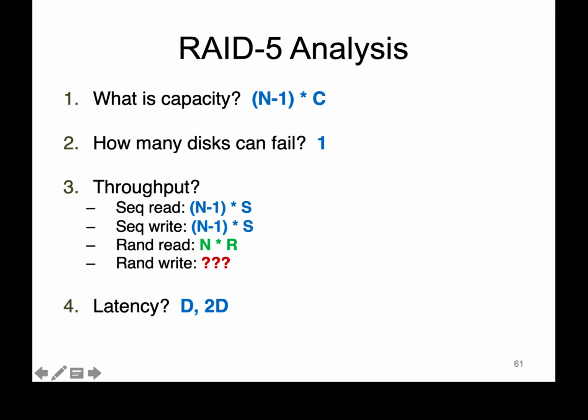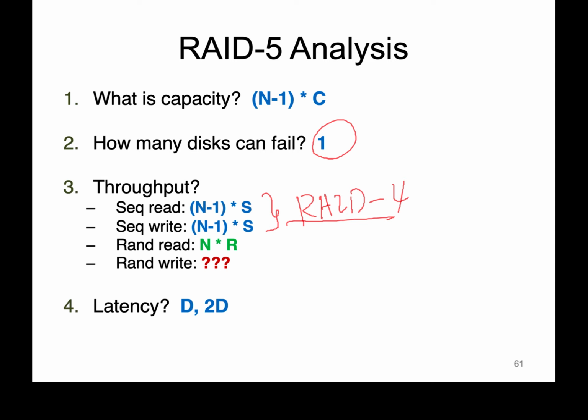Okay, so this is reliability. It can tolerate at most one single disk failure. For throughput, the first sequential read and sequential write are exactly the same as RAID 4, which is (n minus 1) times S.